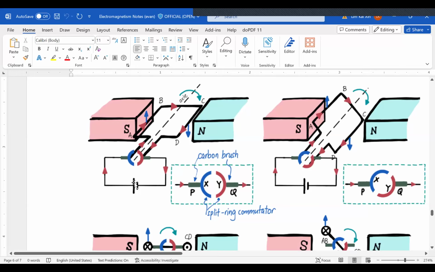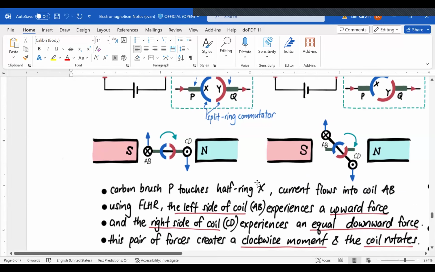The first thing that you need to do is determine the direction of the current flow inside this rectangle coil. The current is going to flow from the plus terminal, through this carbon brush P, and then through this split ring commutator X, and then go up the coil. So the current will be flowing in the direction of AB over here, and flowing in the direction of CD over here.